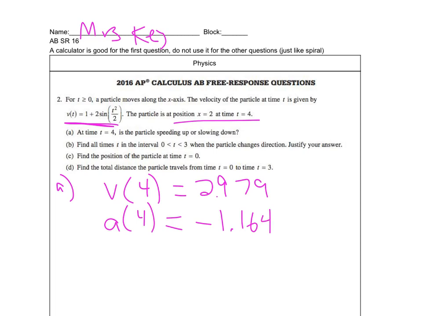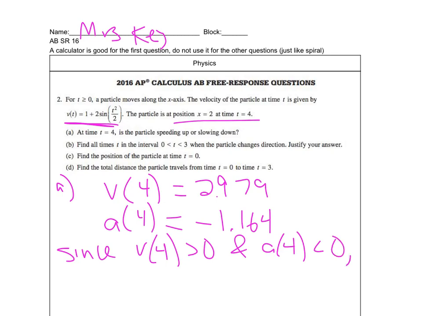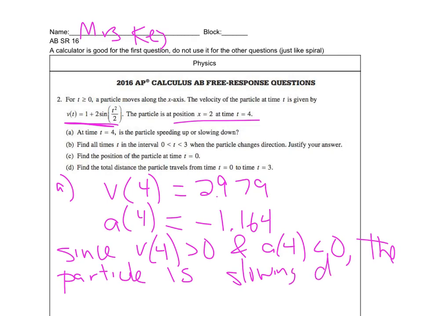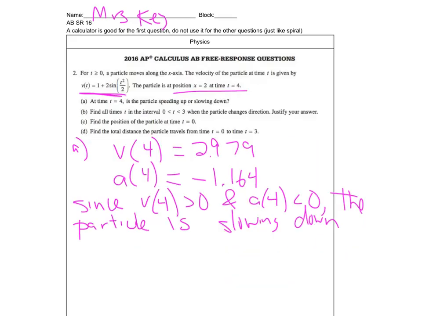And then your argument is going to be, since v is greater than 0 and a is less than 0, maybe I should be more specific: v of 4 is greater than 0 and a of 4 is less than 0, the particle is slowing down. So I had a dramatic pause there just for effect.